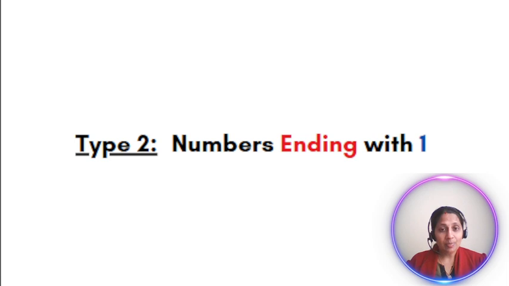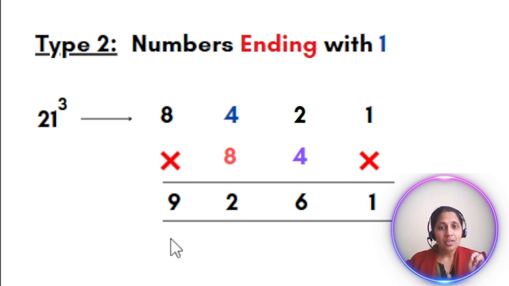Now coming to type 2, which is numbers ending with 1. Say for example, the number 21.